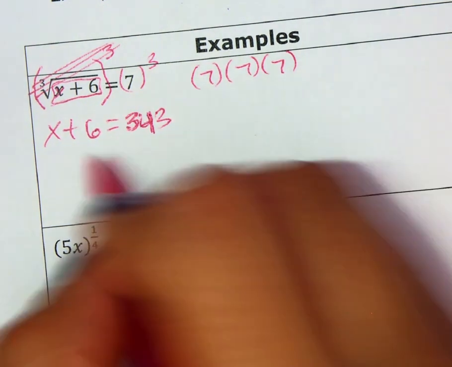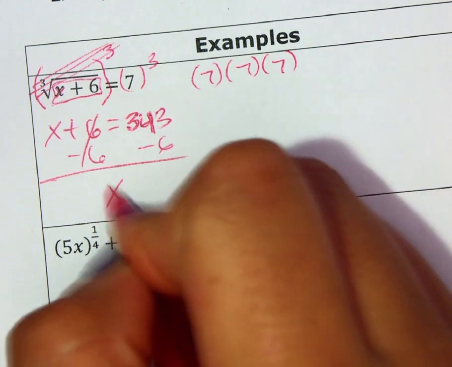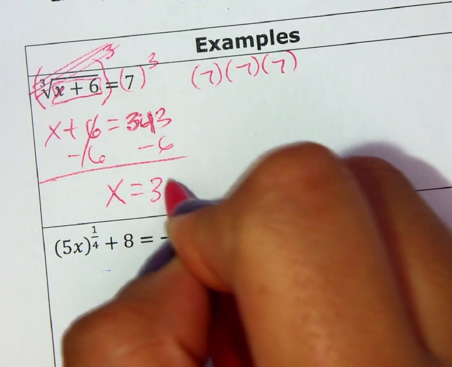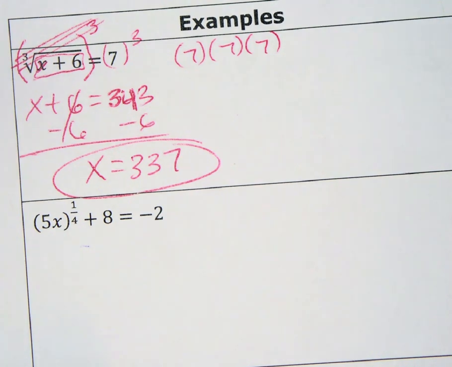From here, we simply solve for x by subtracting 6 from both sides. x equals 337. And that is done for that example.